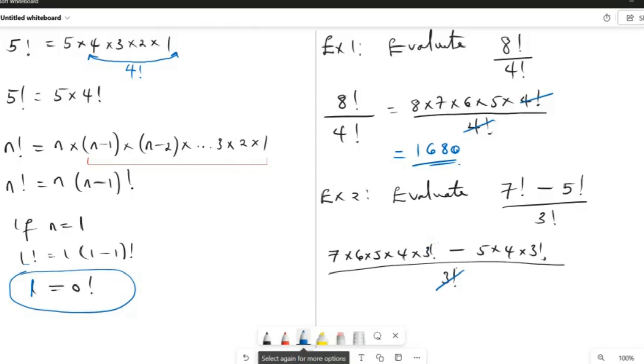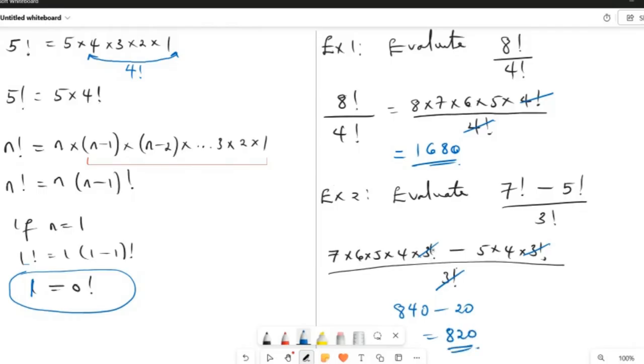So this 3 factorial cancels this one and this one. That's when you factorize out. Do you understand? It is to cancel these 2. So you are now left with 42 times 20, and then you now have minus 20. So this is 840 minus 20, which is going to give you 820.